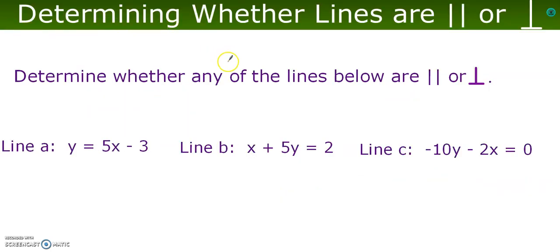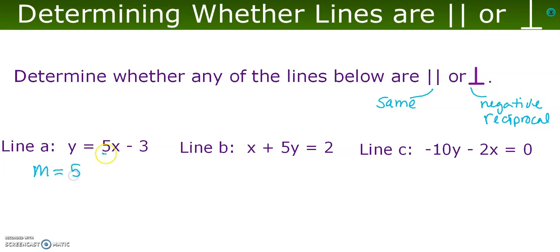It says determine whether any of the lines are parallel or perpendicular. Well, in order to figure it out, I need to figure out what their slopes are. The slopes tell me: if they're parallel, they're going to be the same, and if they're perpendicular, they're going to be the negative reciprocal. So let's see. For the first one, my slope is given to me. It's 5.